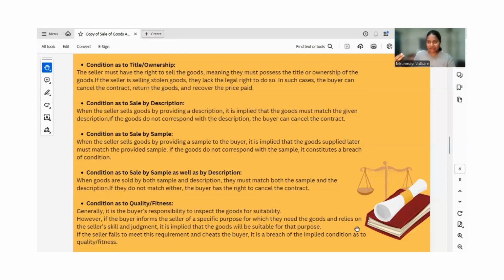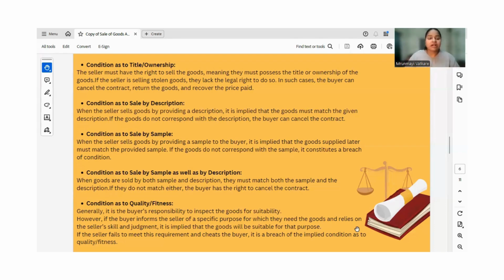Let's go back to the car example. They expressly mentioned that this is the variant we are offering, so the description is there: this is the blue color car. And they also show you a sample model that is present in that particular showroom. At the time of delivery, it does not match what they promised while selling the car to you. That means the buyer has the right to cancel the contract, and it is a breach of a condition.